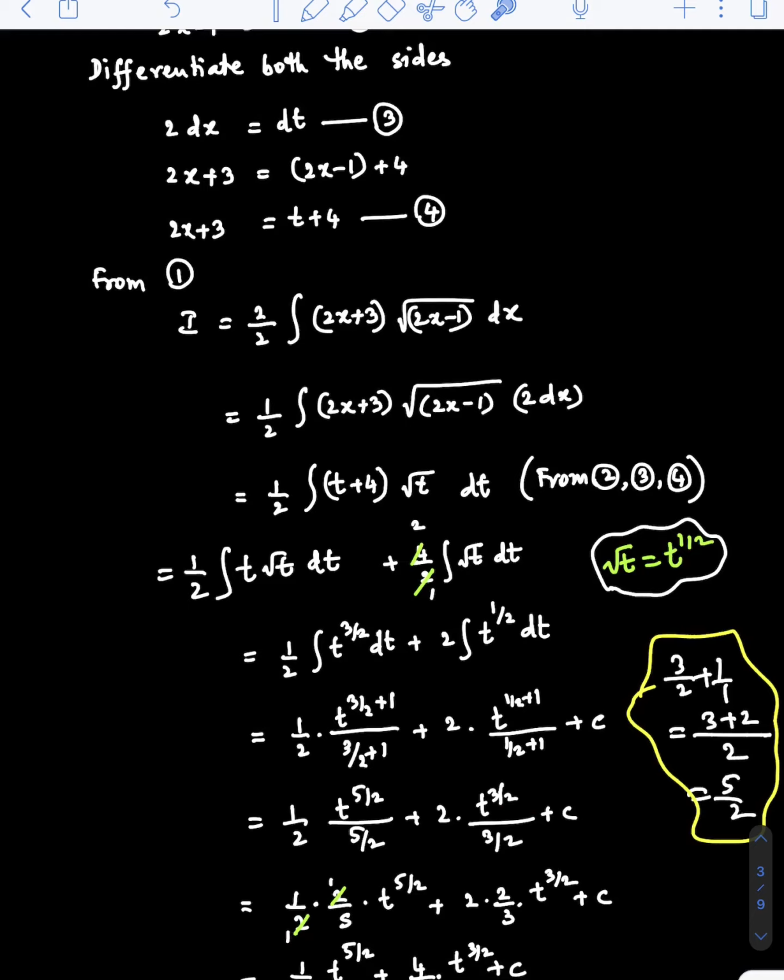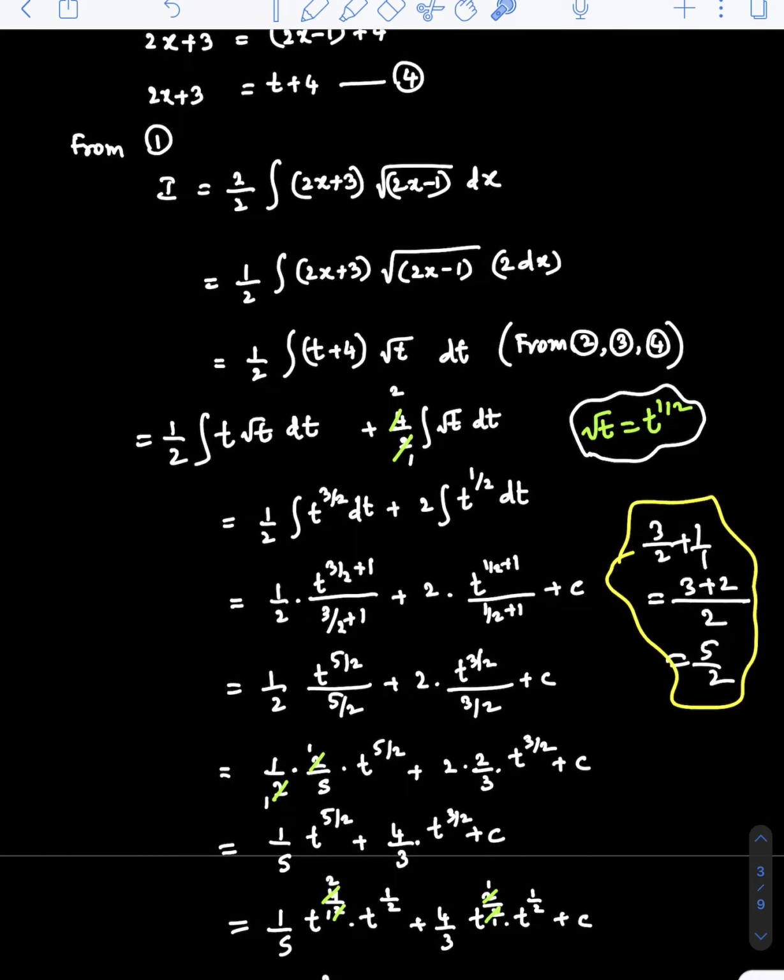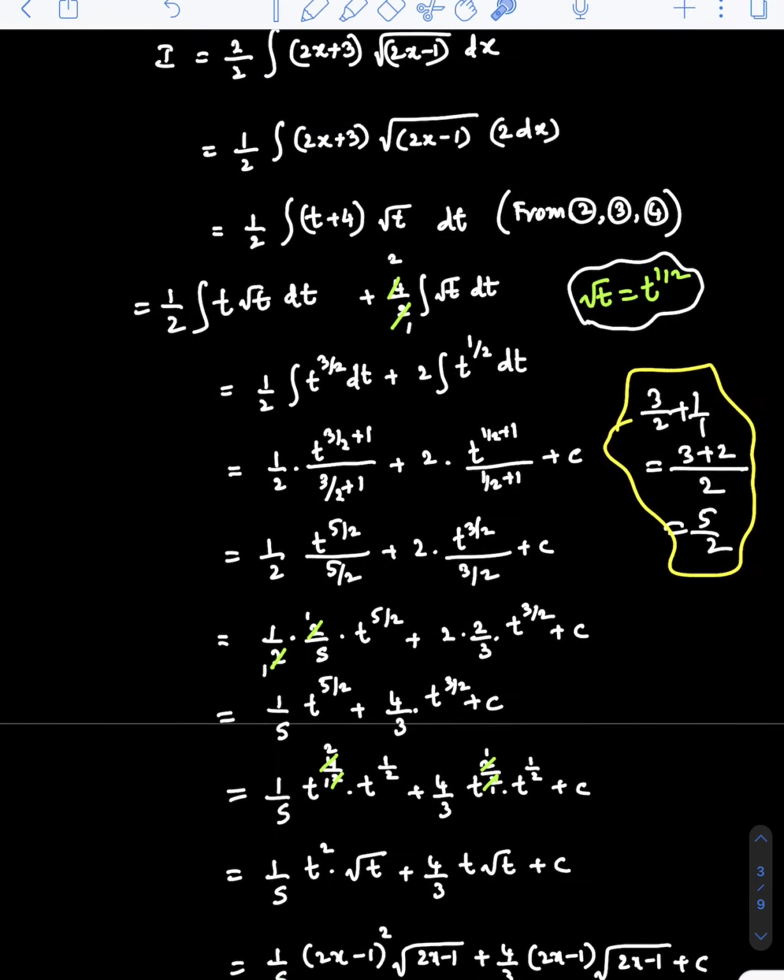In the denominator also 3 by 2 should come. And half into its reciprocal. When you take it up, it will be reversed. 2 by 5, 2 t power 5 by 2. This also can be taken as 2 by 3 t power 3 by 2. And the 2s cancel here. 1 by 5 t power 5 by 2 plus 2 twos are 4 by 3 t power 3 by 2 plus c.